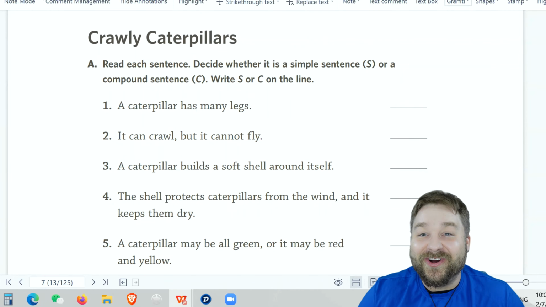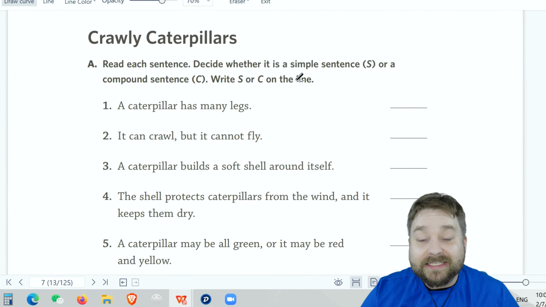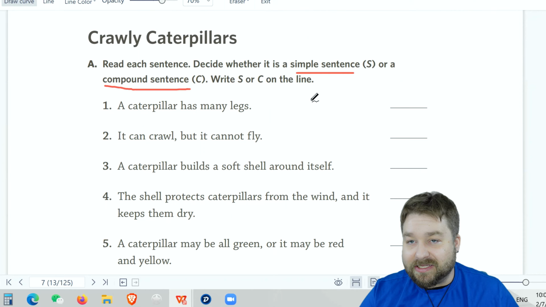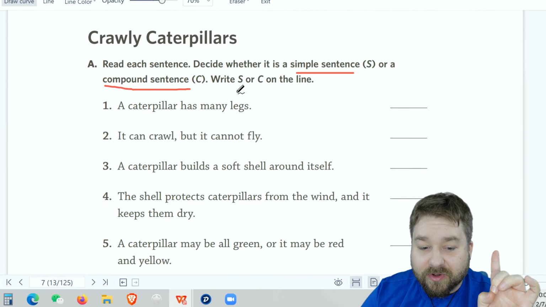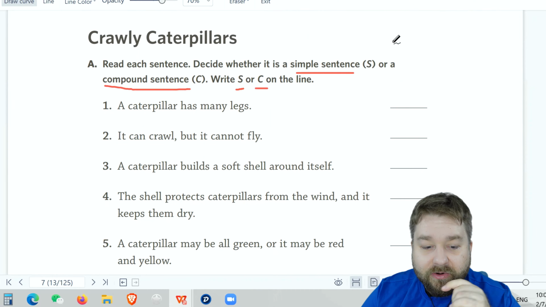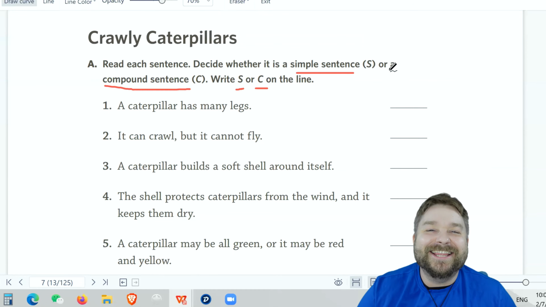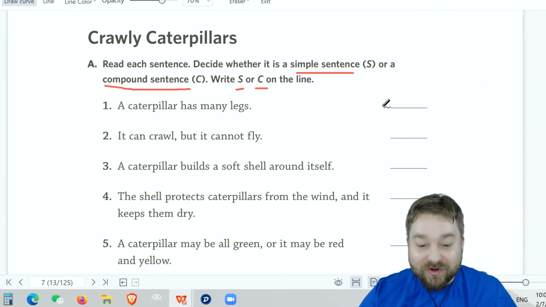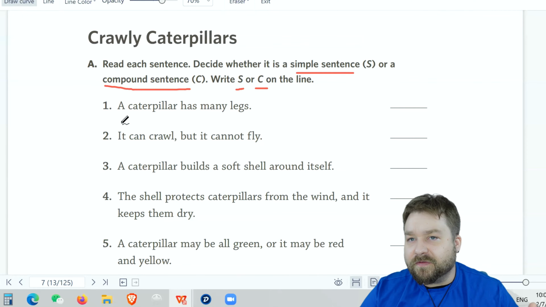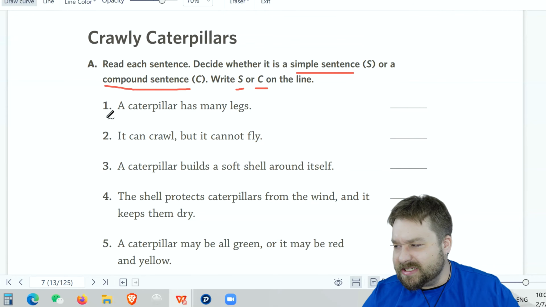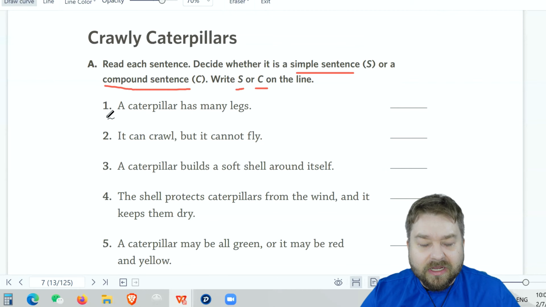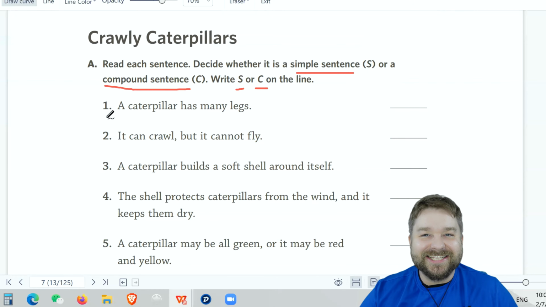I forgot what they were called. Okay, read each sentence and decide whether it is a simple sentence or a compound sentence. I'm pretty sure you can guess what these are, but let's take a look at these, okay? You're going to write a C or an S on the line. I'm going to write it, then I don't have to type. I could just use this cool little pen. Let's take a look at the first one. And I want you to use your logic, your brain, and say, is that a simple sentence or is it a compound sentence?